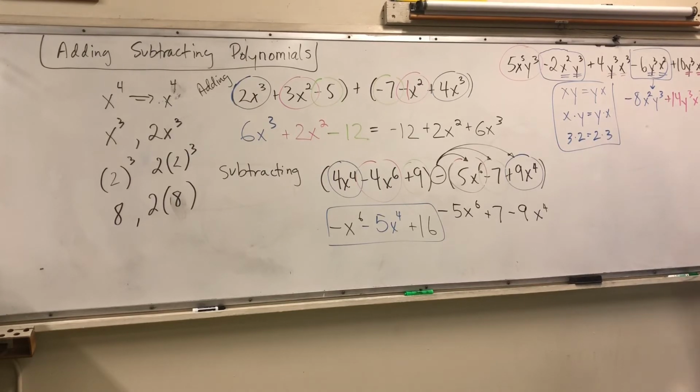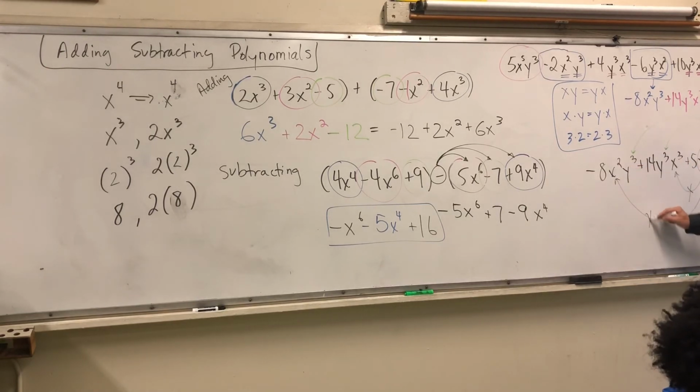Probably need a little bit more space there. Negative 8x squared y cubed plus 14y cubed x cubed plus 5x to the fifth y cubed. Yes, this y cubed matches with the y variable in this term and in this, but the idea is that this is an x to the fifth. There is not a match here, and there's not a match here, so we're not going to consider that like terms. Simone?